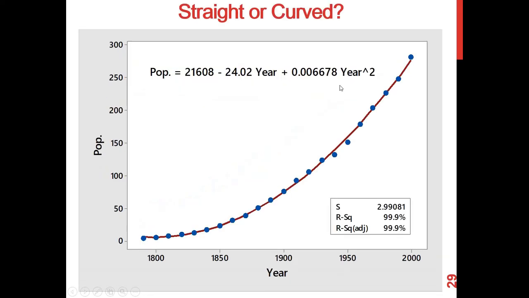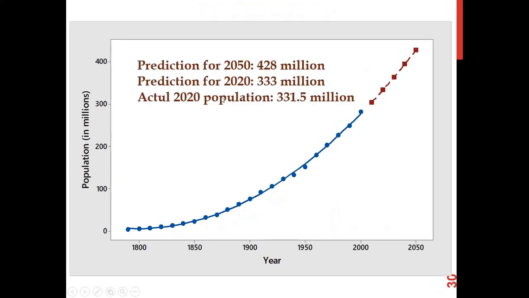In such cases, we have something called quadratic regression or polynomial regression. So now we fit a quadratic regression model, and we can see that the fit has improved significantly. And now if I try to predict, the prediction for 2050 is 428 million, the prediction for 2020 is 333 million, and the actual 2020 population is 331.5 million. So these two values are pretty much in agreement with each other.